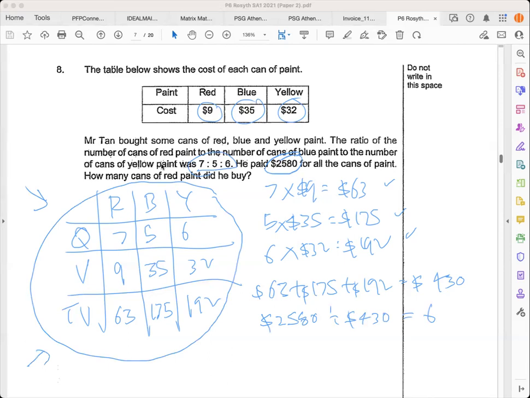Question is, how many cans are red? So there are 6 groups, and in each group, there are 7 cans. Pick the right number. Don't pick 63. Pick 7, because they're asking for how many cans. So it's talking about quantity. So 6 times 7, 42. That's the answer.